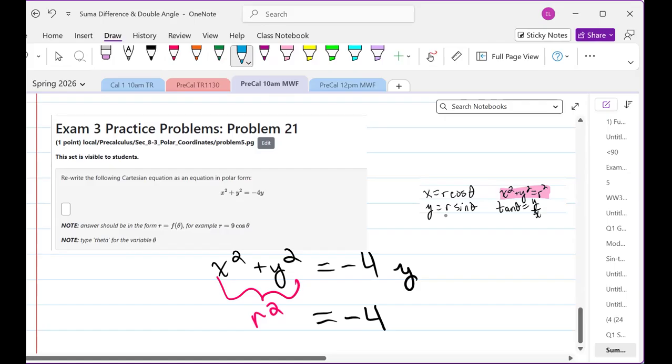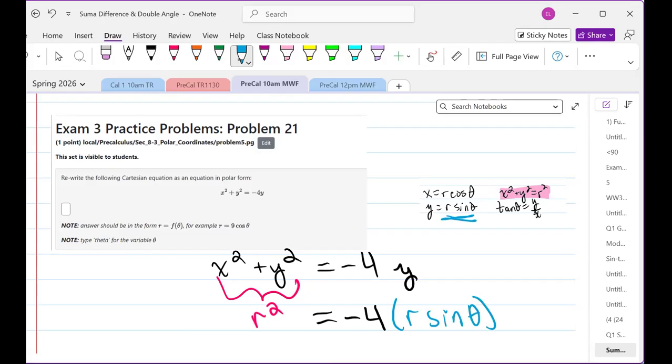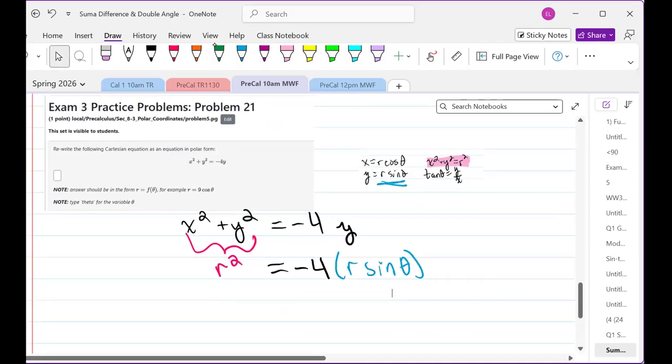Now our y is the same as r sine theta. Now for the purposes of the test, done. That is a polar equation. There's no more x's, no more y's. For the purposes of web work, we have to do one extra step. It is a very stupid step though, like basically we can only do this step because we're dealing with polar points.